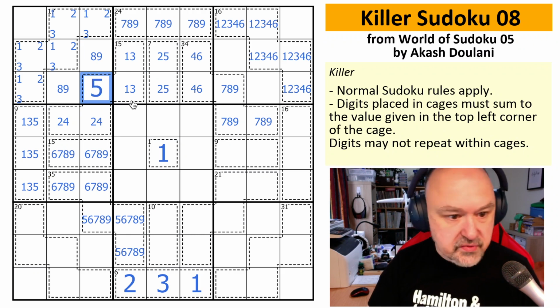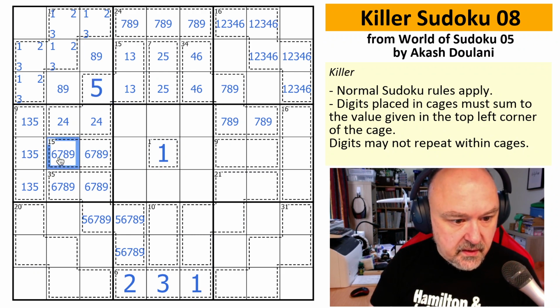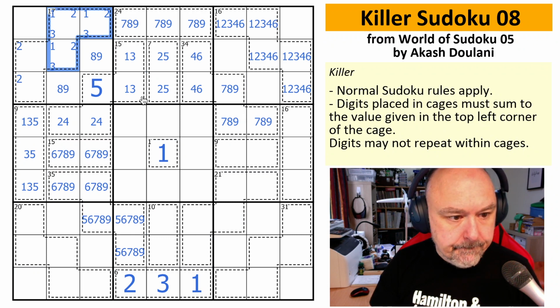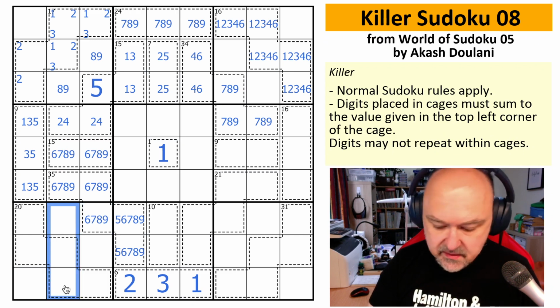This is a 2, 4, so this becomes a 5. This is 6, 7, 8, 9. There is no 1 there. This is 1, 3, 5, so I can take 1 and 3 out of there. 1 and 3 must be in there. Five is now down, not here. 5 is down here.